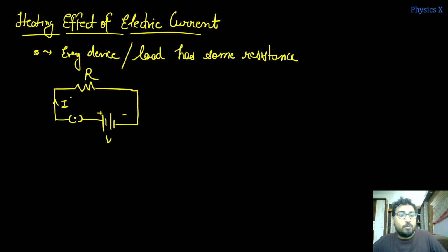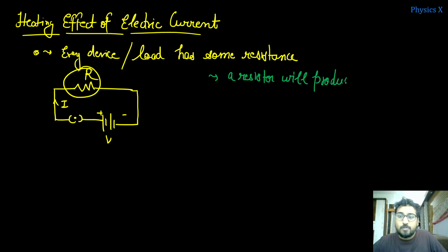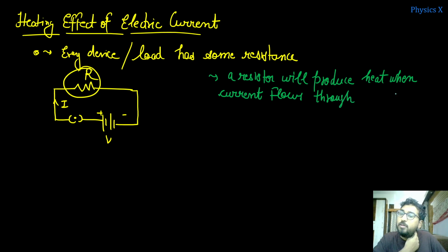So always when a current flows through a resistor, right? Always when a current is flowing through a resistor, it will produce heat, right? A resistor will produce heat when current flows through it. So this is nothing but a phenomenon which we call Joule's heating effect. So what this resistance causes is that when the current flows through this resistor, this resistor will produce the heat.